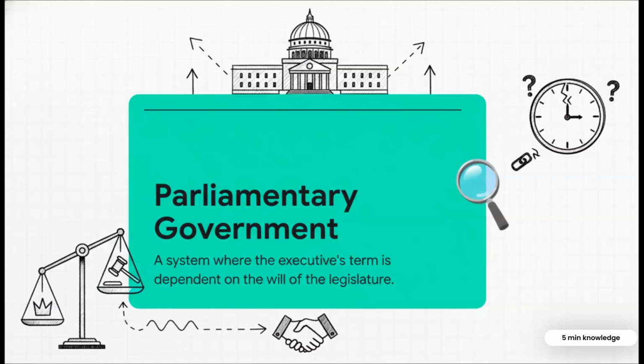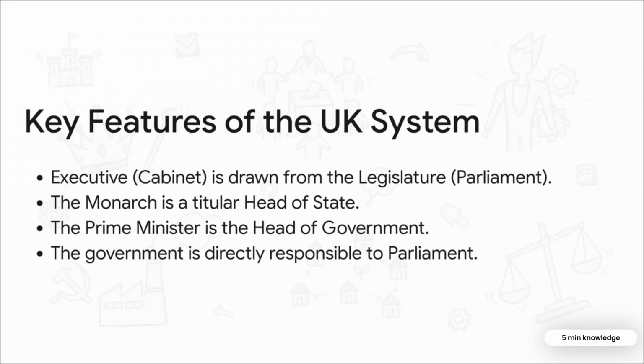Okay, so the most crucial point is right here. In a parliamentary system, the executive branch, that's the people who run the government day to day, they can only stay in power as long as they have the support of the legislature, of parliament. There's no fixed term for the government like a president has. If they lose support, they can be out. Simple as that.